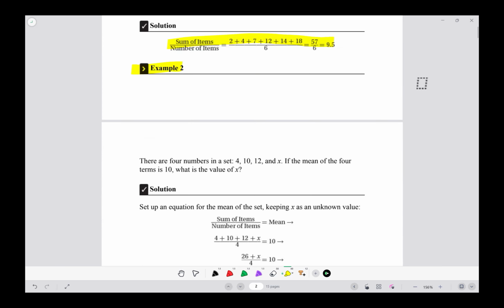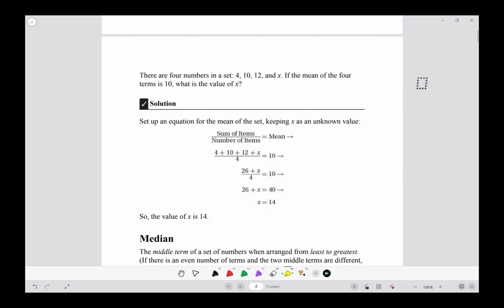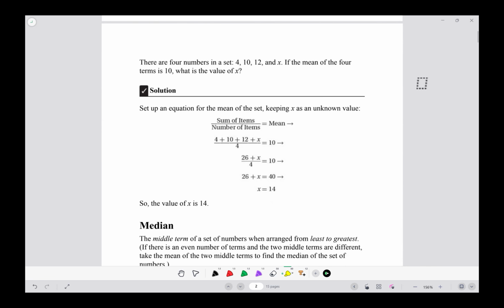Okay, so example number 2, we have a set of numbers, for example 4, 10, 12, and x, and we are asked to find the value of x. So we take the mean of these 4 numbers, and then divide by the number of items, which is 4. And this is going to be the answer for x.